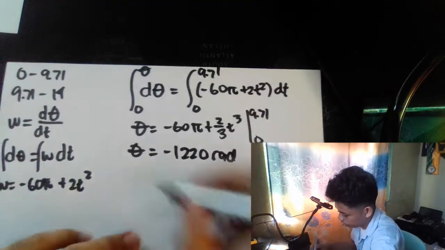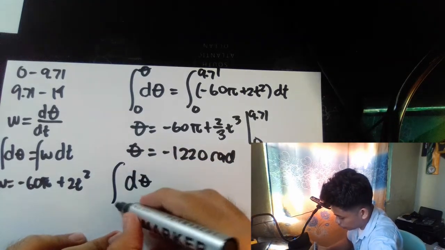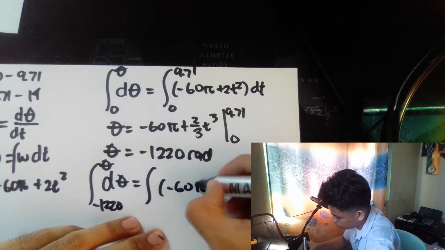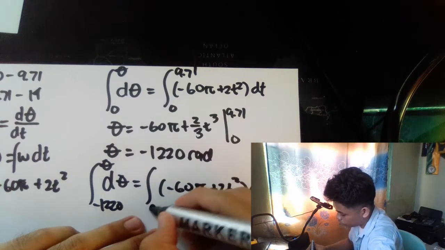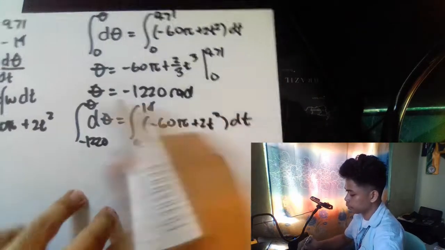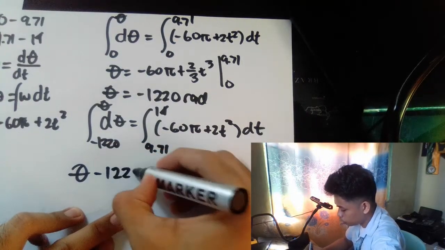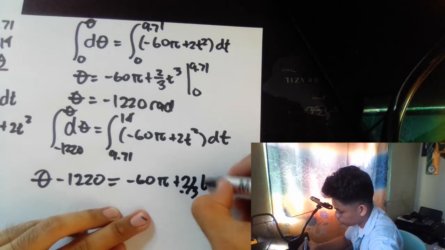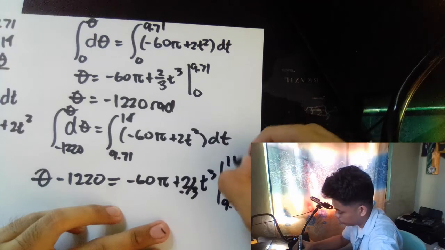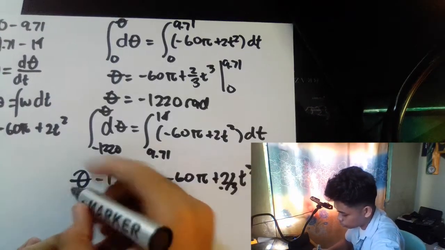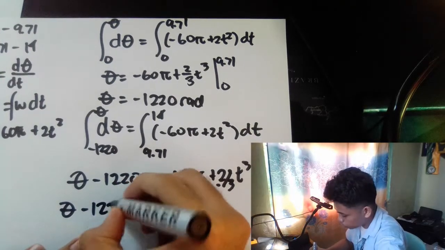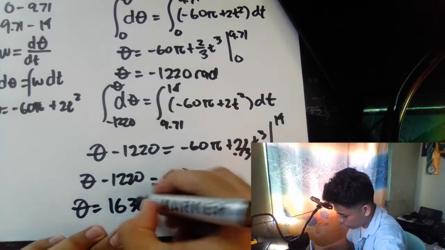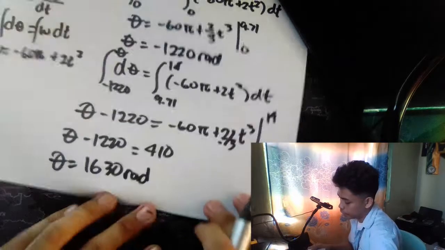This negative 1220 radians becomes the new starting point for our next integration. In the next integration, from negative 1220 to the final angle, the time runs from 9.71 seconds to 14 seconds, with negative 60π plus 2t squared dt. When we integrate and substitute, we get 410 radians, so the total is 1630 radians.